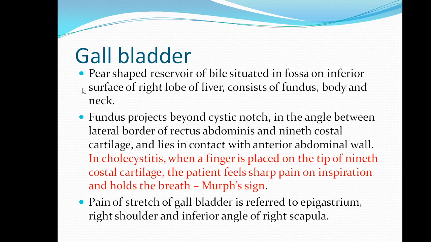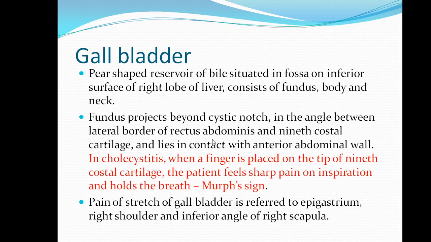The gallbladder is a pear-shaped reservoir of bile situated in the fossa on the inferior surface of right lobe of liver. It consists of fundus, body, and the neck. Fundus projects beyond the cystic notch in the angle between the lateral border of the rectus abdominis and the ninth costal cartilage, and lies in contact with the anterior abdominal wall.